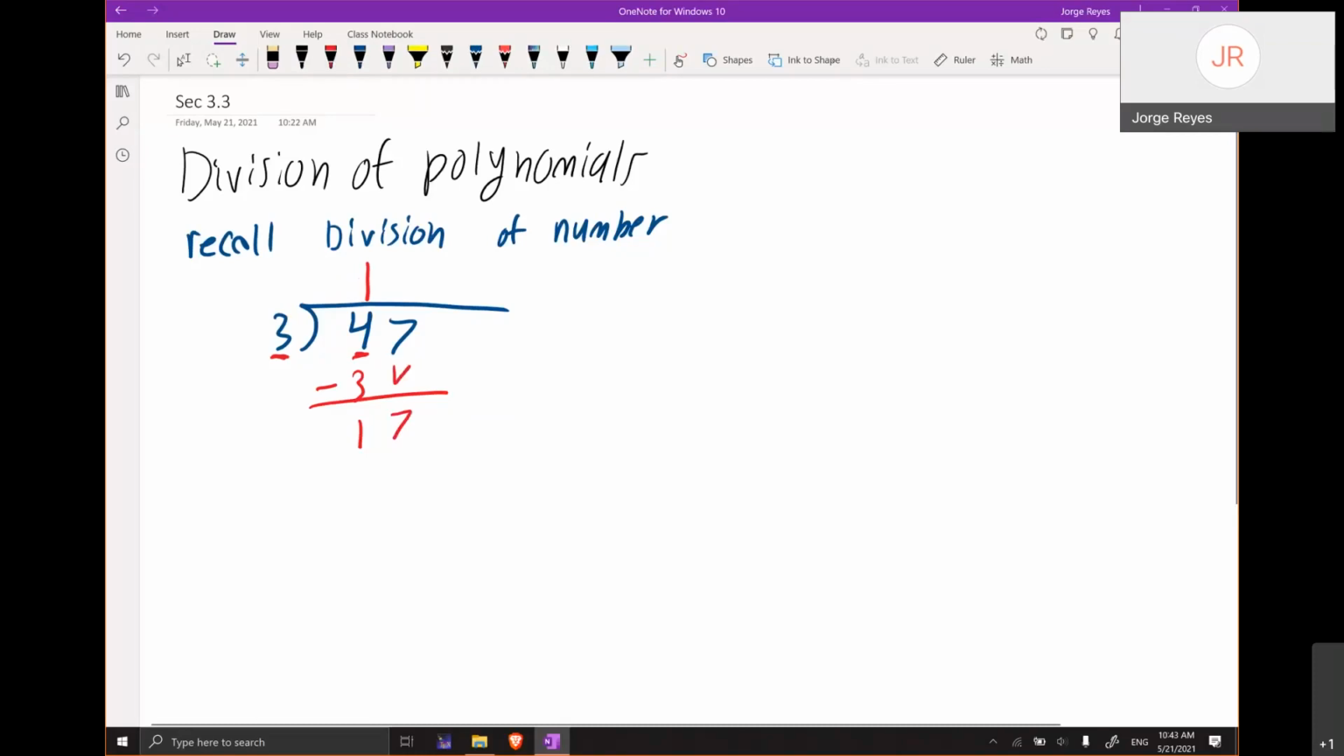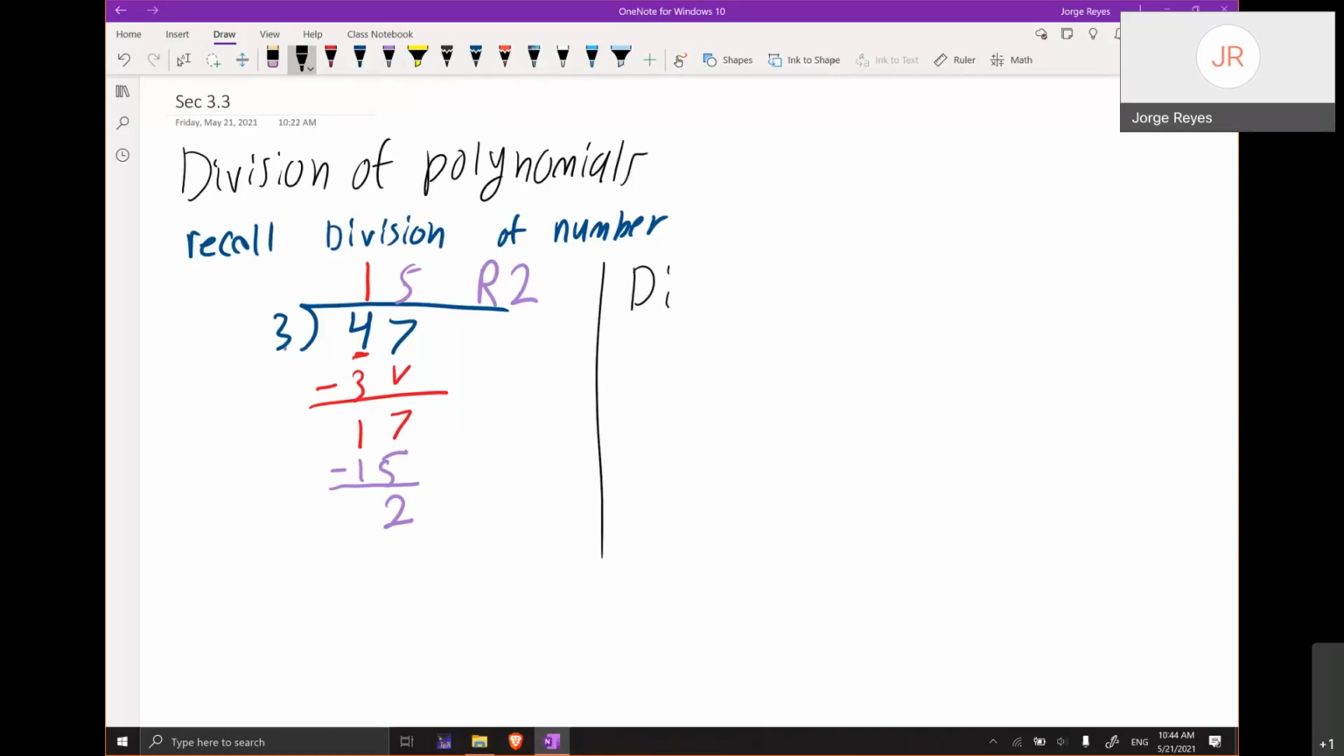And then you do it all over again. So you ask, what times 3 gets me close to 17? 5. And then 5 times 3 is 15. Then you subtract and you get 2. And then 2 is smaller than 3. So maybe, depending on what grade you are, you would put a little R2. So hopefully you remember how to do that, because we're going to need that.